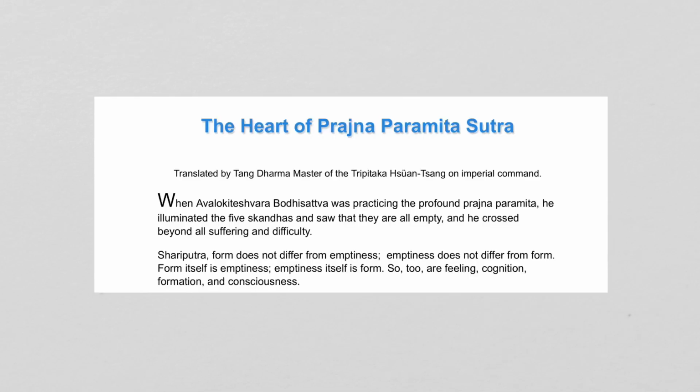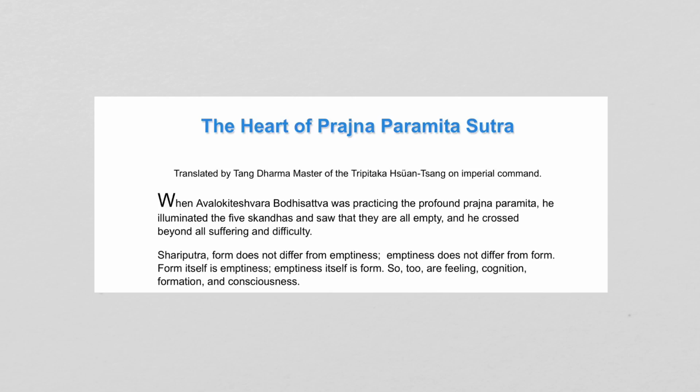So often we read this popular Heart Sutra, and it says that when Avalokitesvara Bodhisattva was practicing the profound Prajnaparamita, he illuminated the 5 skandhas and saw that they are all empty, and he crossed beyond all suffering and difficulty. So what are the 5 skandhas? Here it says the first is the form skandha, and then the feeling, the connection, the formations, and the consciousness. So there are the 5 skandhas.